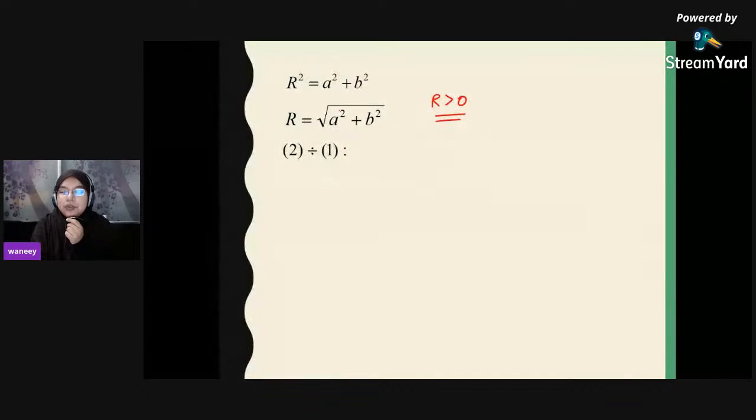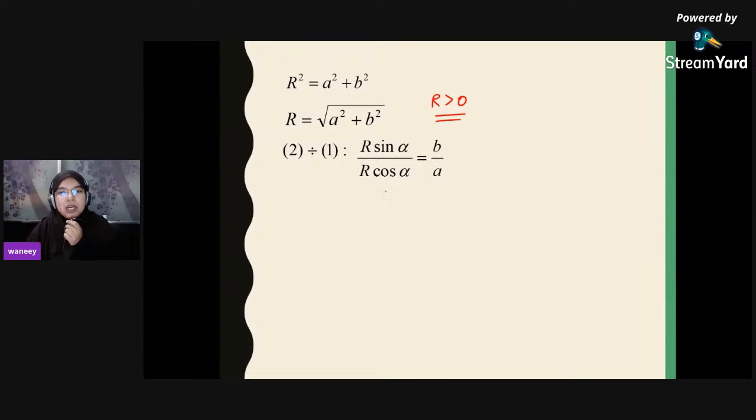Okay, so now if you take the second equation, you divide with the first equation. So we're going to have r sine alpha over r cos alpha equal to b over a. And then, of course, you can easily divide the r with r. And then sine alpha over cos alpha, that is actually tangent. So the way we divide them is that we get a tangent. So always make sure it's supposed to be a sine over a cos.